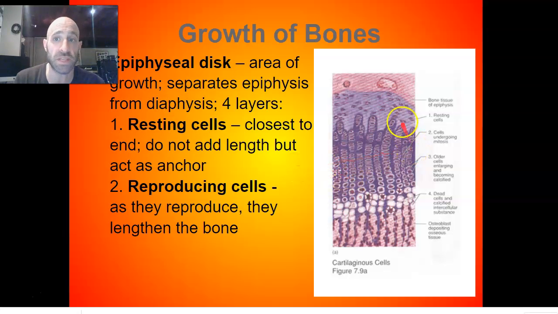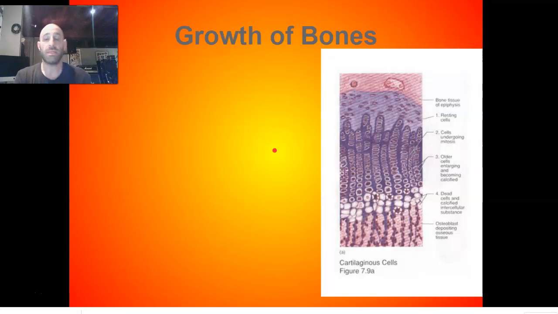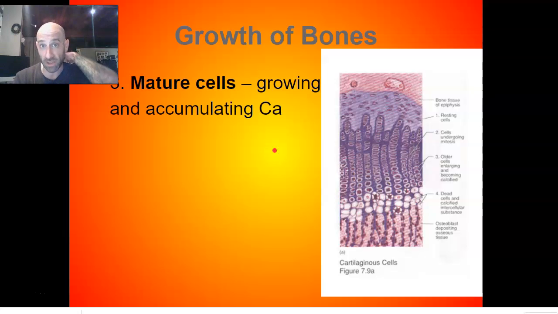So just to review the slide, we have our resting zone up top, which is just made up of hyaline cartilage, and that is anchoring the epiphysis to the diaphysis. And then this is really where the magic happens. This is the part of the bone that actually grows. This is where the growth is occurring, and the reason why it's happening is because those cells are reproducing very quickly, and that is the zone of proliferation. Okay, the next zone is where things start to get a little weird.